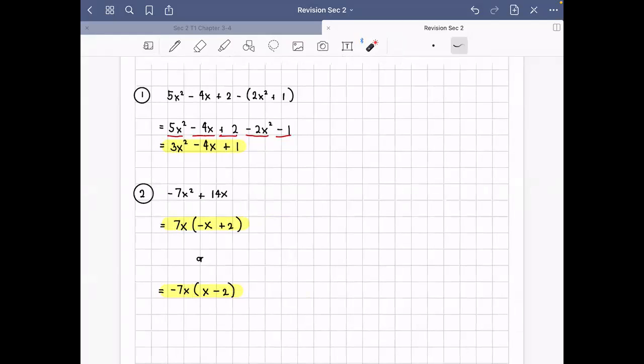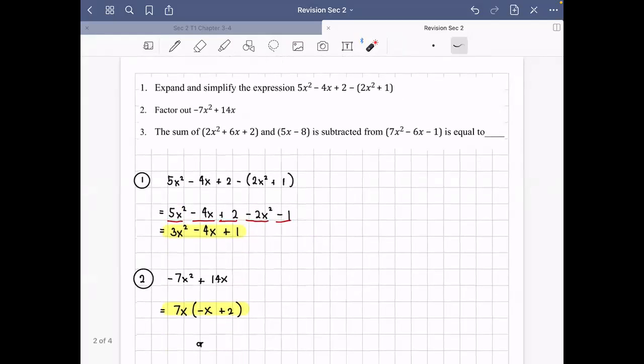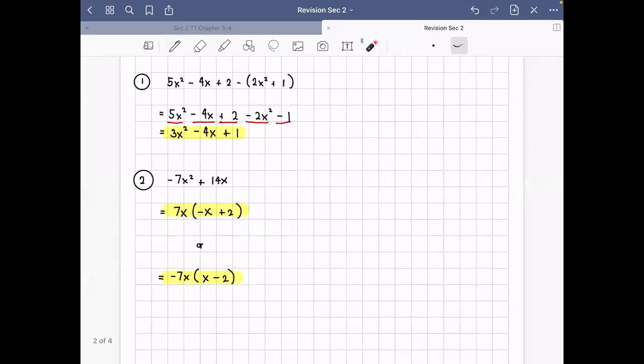Okay, now let's have number 3. Number 3 is a bit tricky. The sum of 2x squared plus 6x plus 2 and 5x minus 8 is subtracted from 7x squared minus 6x minus 1, which is equal to what? So what do we do first? We add 2x squared plus 6x plus 2 and 5x minus 8. So let's have that here.